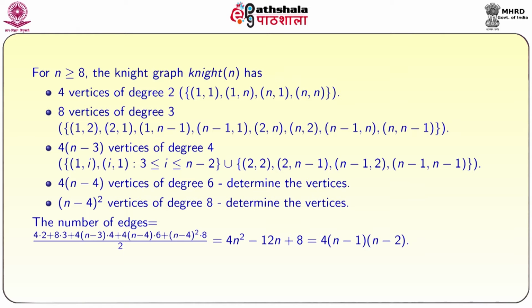So the number of edges is equal to 4 times 2 plus 8 times 3 plus 4 times (n minus 3) times 4 plus 4 times (n minus 4) times 6 plus (n minus 4) whole square times 8, divided by 2, which gives the number of edges equal to 4 times (n minus 1) times (n minus 2). So the number of vertices is n square, and the number of edges is 4 times (n minus 1) times (n minus 2).